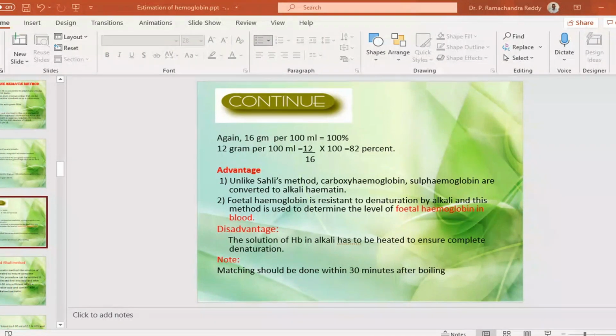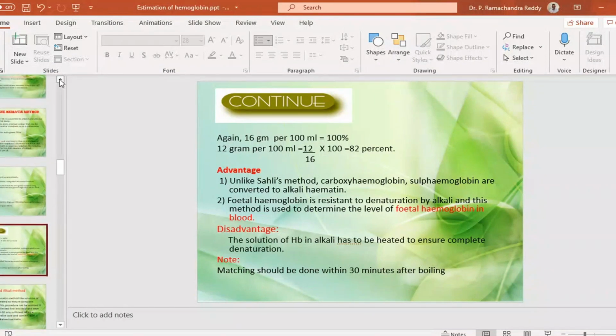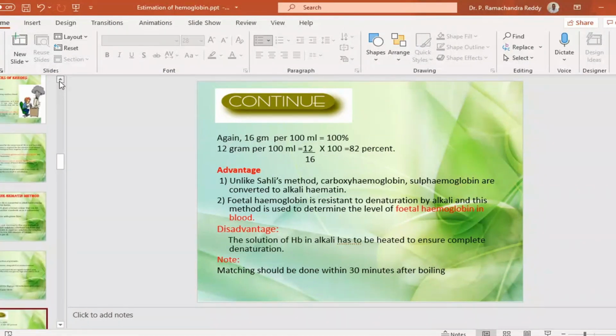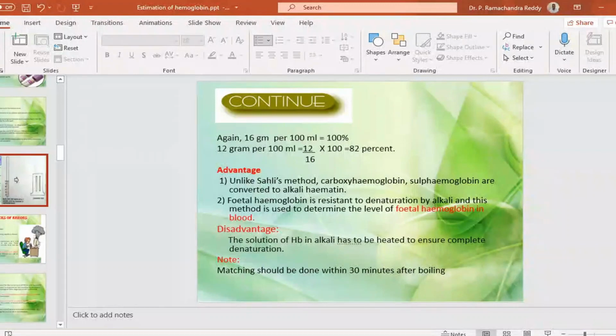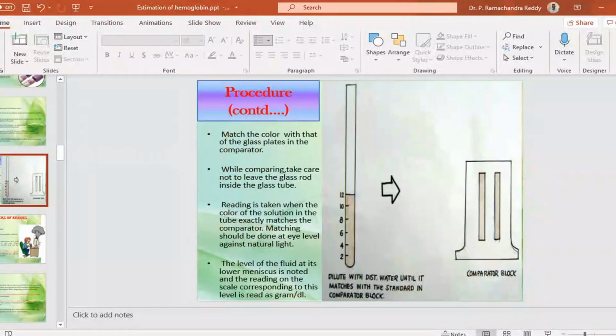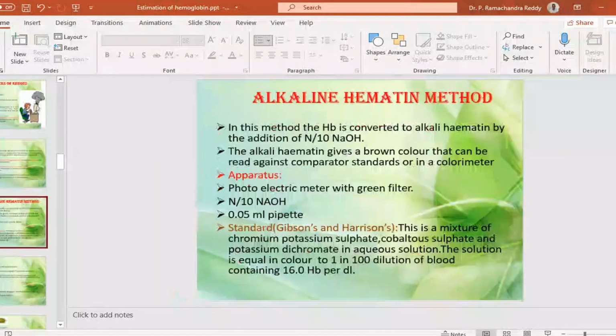The two methods we discussed today are Sahli's method, which is the one we follow in our laboratory, right? Sahli's method is the general method which we are following. And besides that, we also discussed the other method, the alkaline hematin method, right? Sahli's method uses acid hematin, whereas in alkaline hematin we use sodium hydroxide, and in Sahli's method we use hydrochloric acid, right? But Sahli's method is the most feasible method that we can do anywhere.